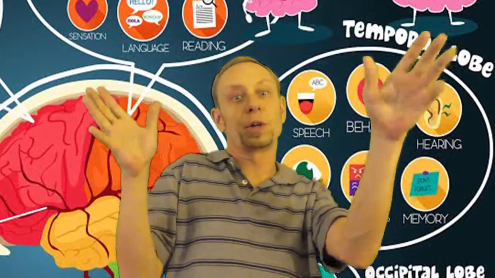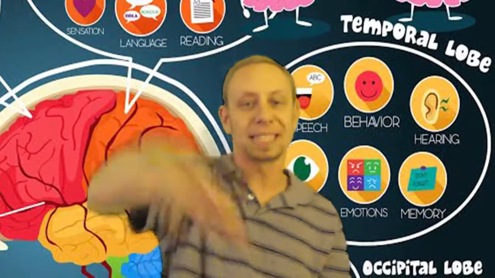Sorry, dude. All right, moving on to the temporal lobe, which is in the middle bottom part of the brain, okay? Middle bottom part of the brain. The temporal lobe has a ton on its plate.